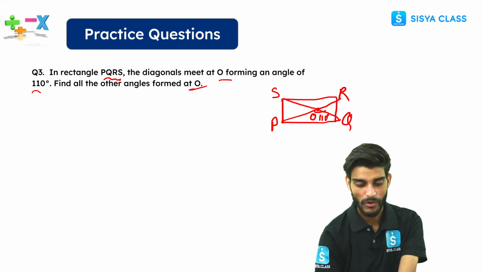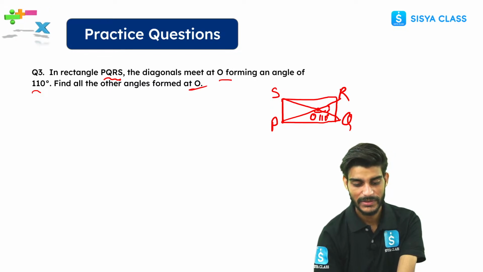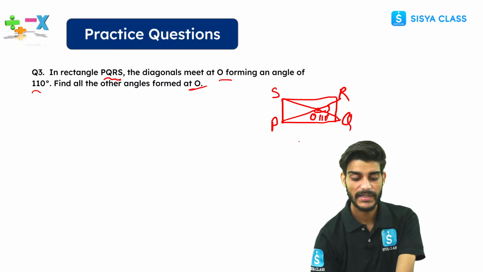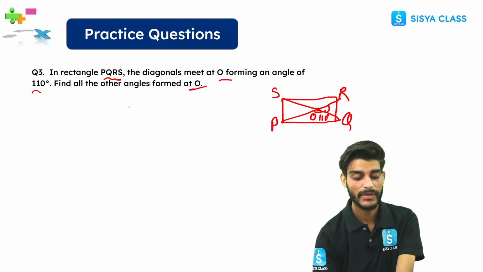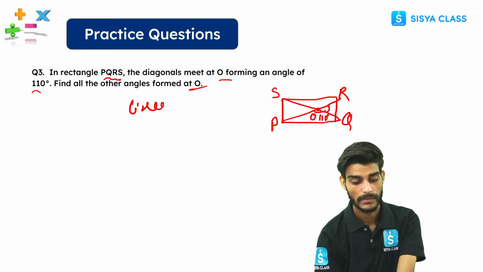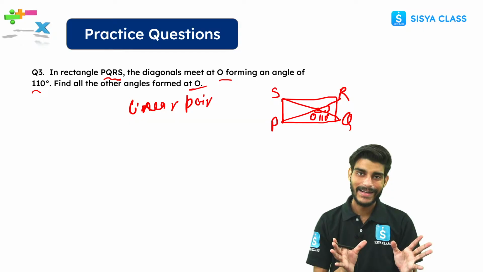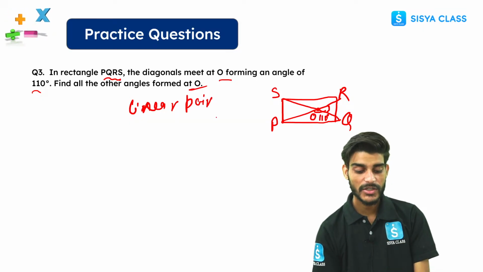So basically, all other angles you can find using many criteria, many definitions are there. Like linear pair you can use here. Linear pairs. What does it say? It says that the sum of all angles that lie on a straight line equals 180 degrees. So PR is a straight line, right?